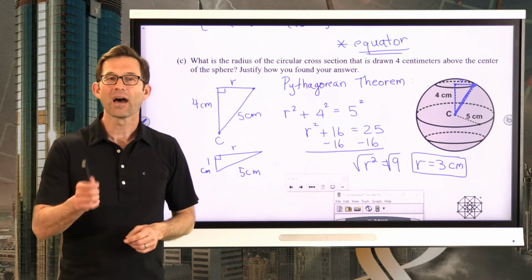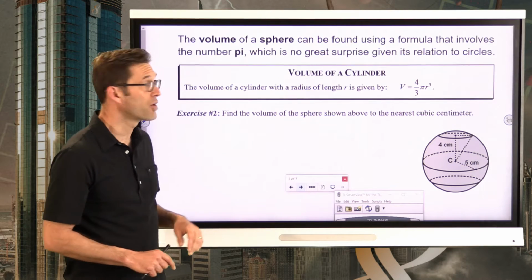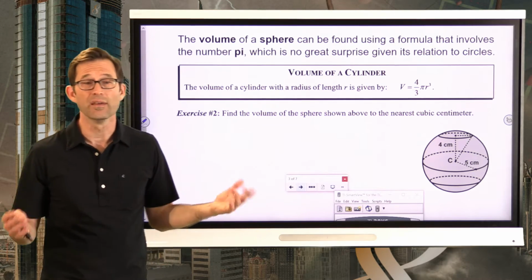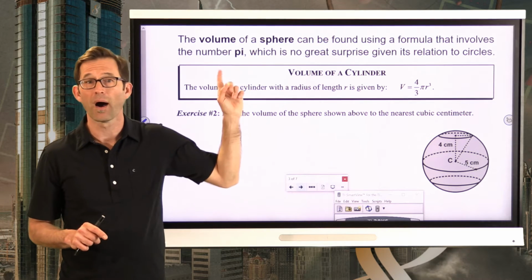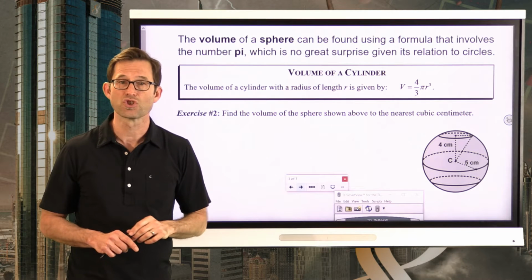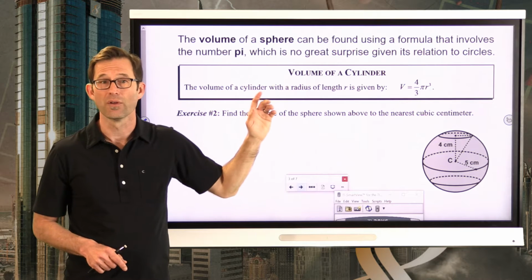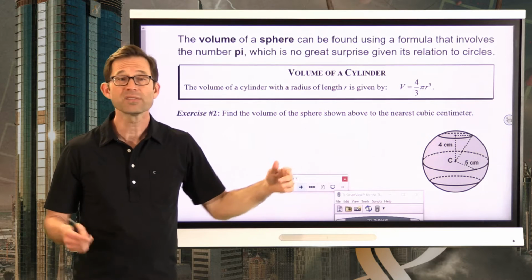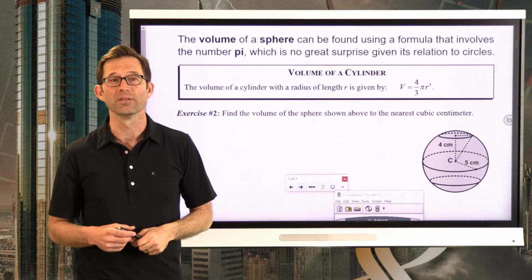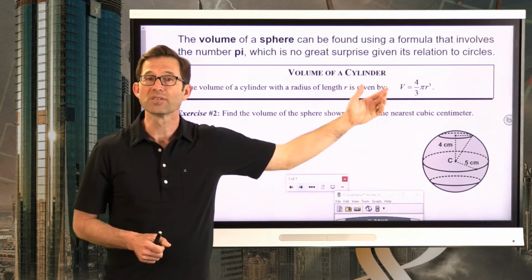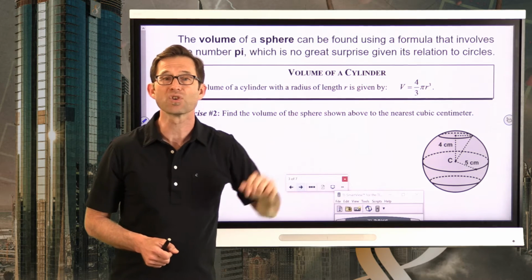All right, now let's talk about how to calculate the volume of a sphere. Now there's no getting around this. I have to just basically give you the formula. The volume of a sphere can be found using a formula that involves the number pi, no great surprise given its relationship to circles, right? So what is the volume of a sphere? Well, the volume of a sphere whose radius is r, and that's the only thing that matters about a sphere, right? That dictates how big a sphere is, its radius. And its volume is simply the number 4/3 times the number pi times r cubed.